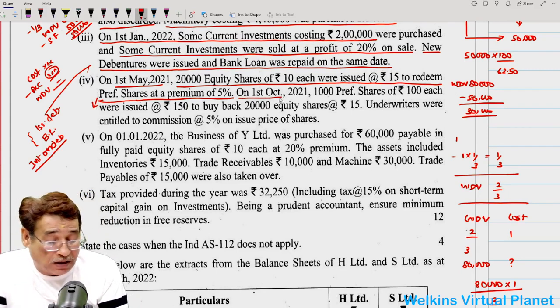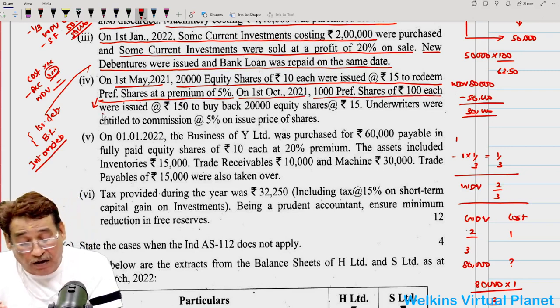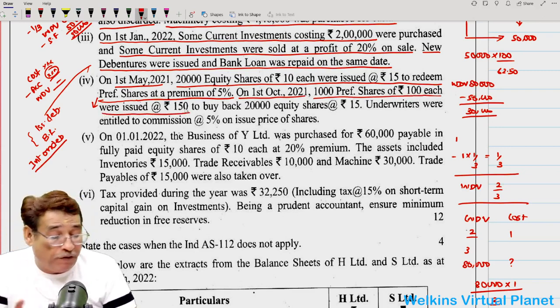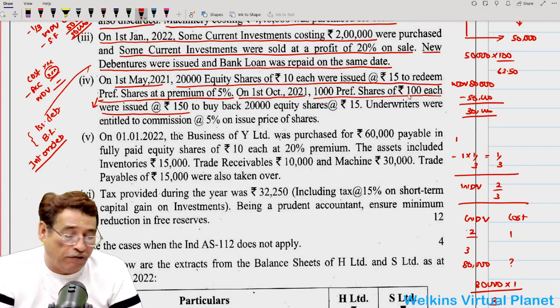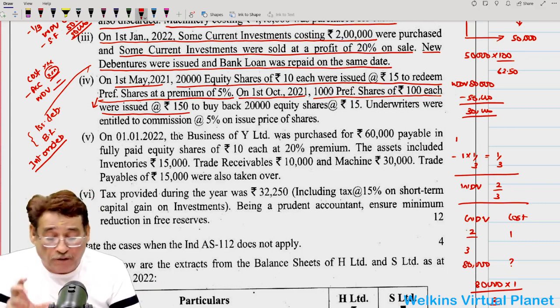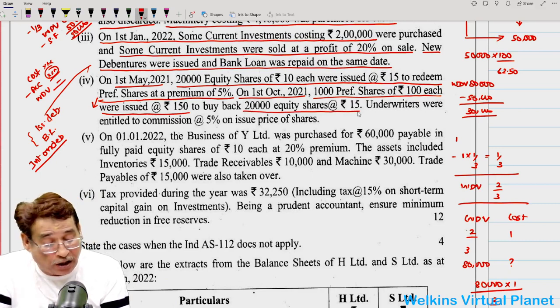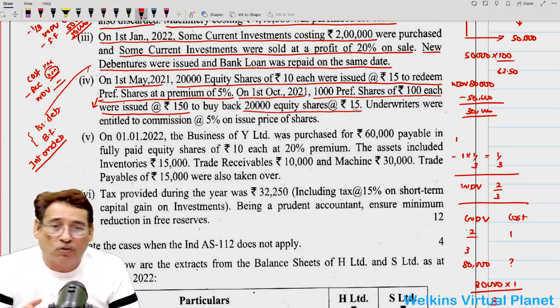The question also says that on 1st of October 2021, 1,000 preference shares were issued at the rate of 100, at the rate of 150, sorry, of rupees 100 each at 150. So we have issued 1,000 preference shares of 100 each at 150 to buy back 20,000 equity shares at the rate of 15. So in this question, two things are simultaneously taking place: buyback of shares and redemption of preference shares.